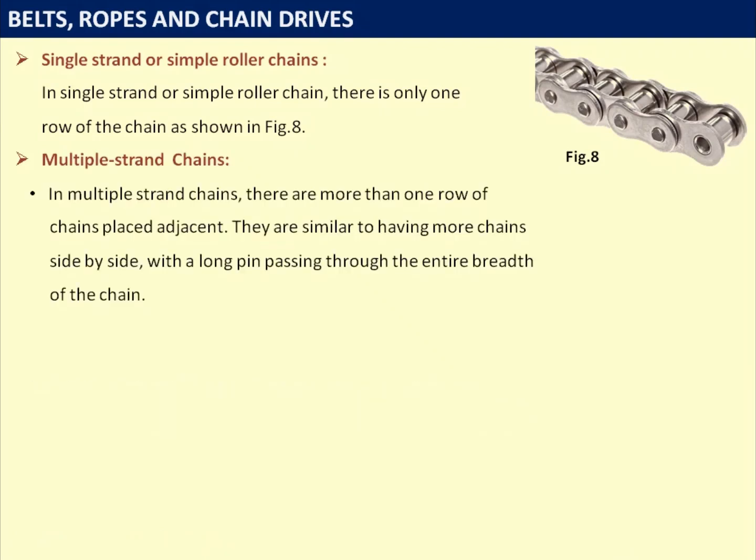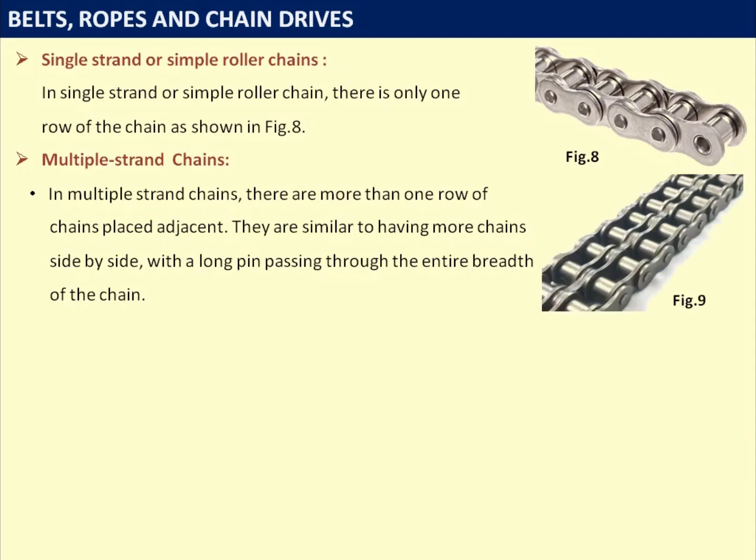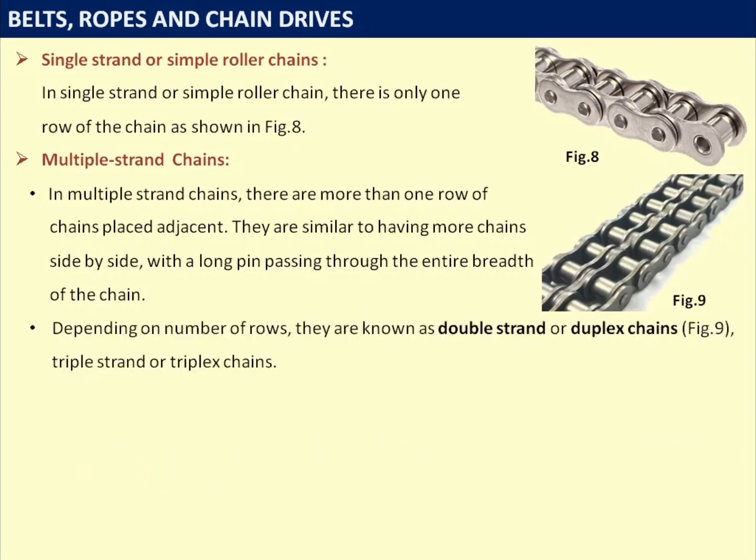Second, multiple strand chains. In multiple strand chains, there is more than one row of chains placed adjacent. In this figure 9 we can see there are two rows placed adjacent to each other. They are similar to having more chains side by side with a long pin passing through the entire breadth of the chain. Depending on the number of rows, they are known as double strand or duplex chains as shown in figure 9, triple strand which will have 3 rows, or triplex chains.